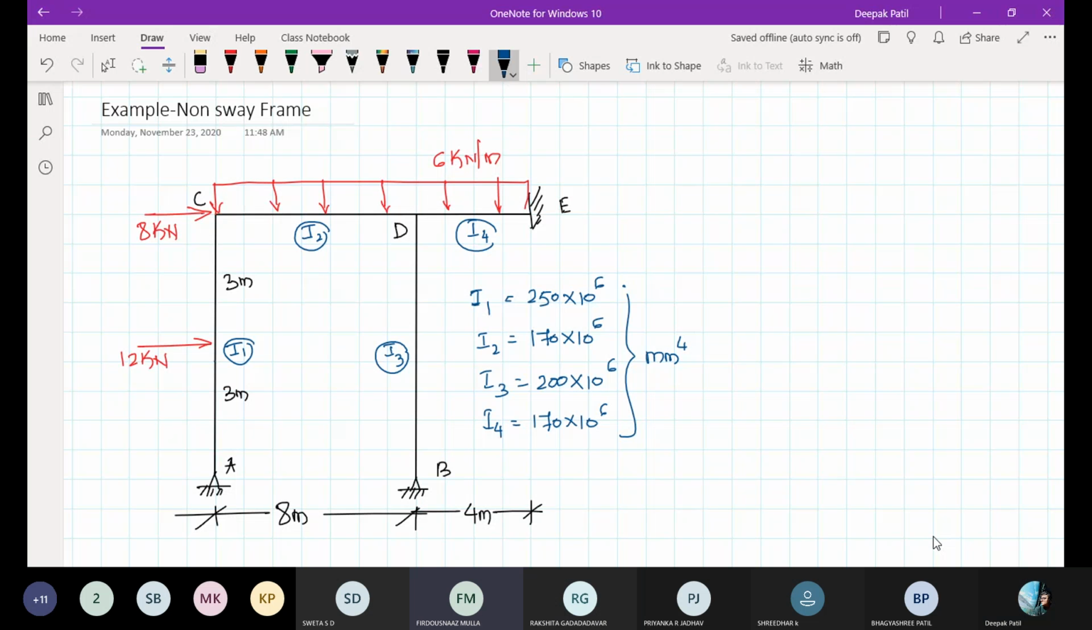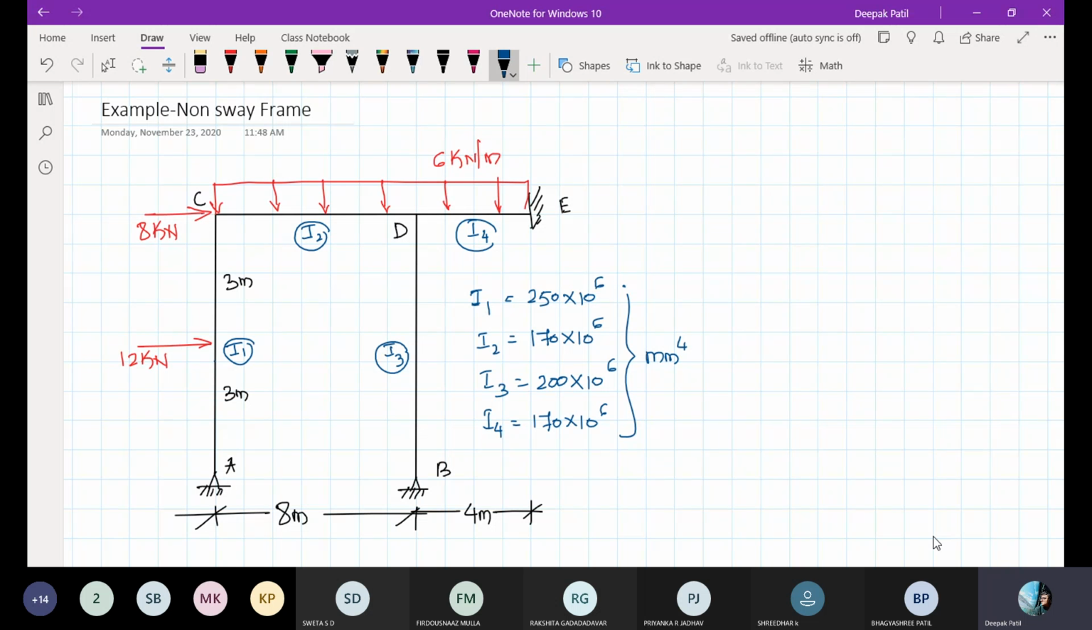And we have a 12 kilonewton point load at the center of span AC. And we have this distributed load of 6 kilonewton per meter acting throughout span CDE. And there is a point load of 8 kilonewton at joint C also. Now this is a non-sway frame. Easily we can make out because E is a fixed one.